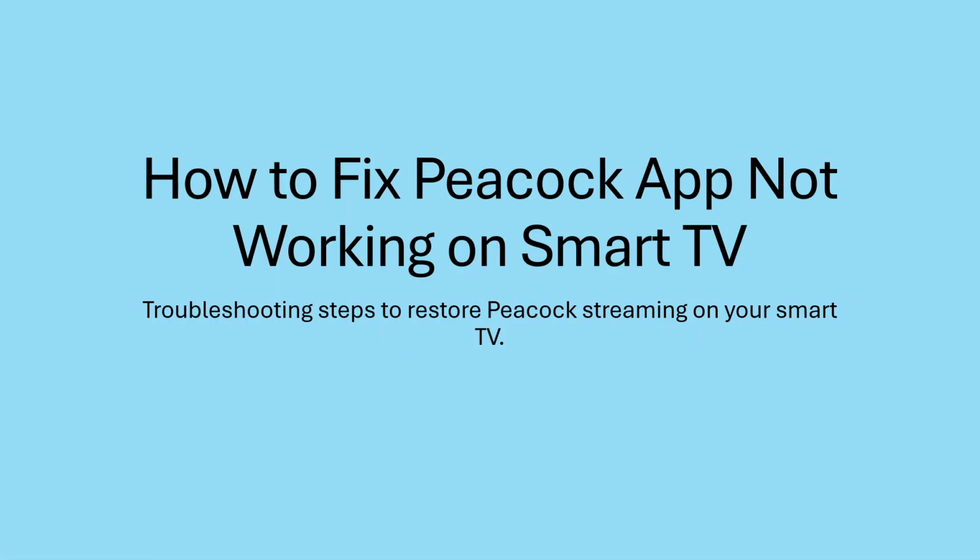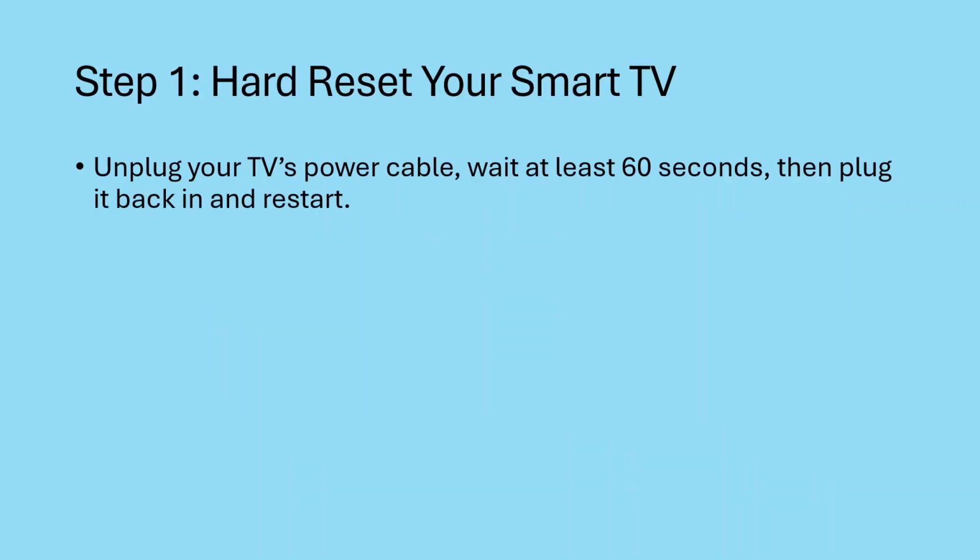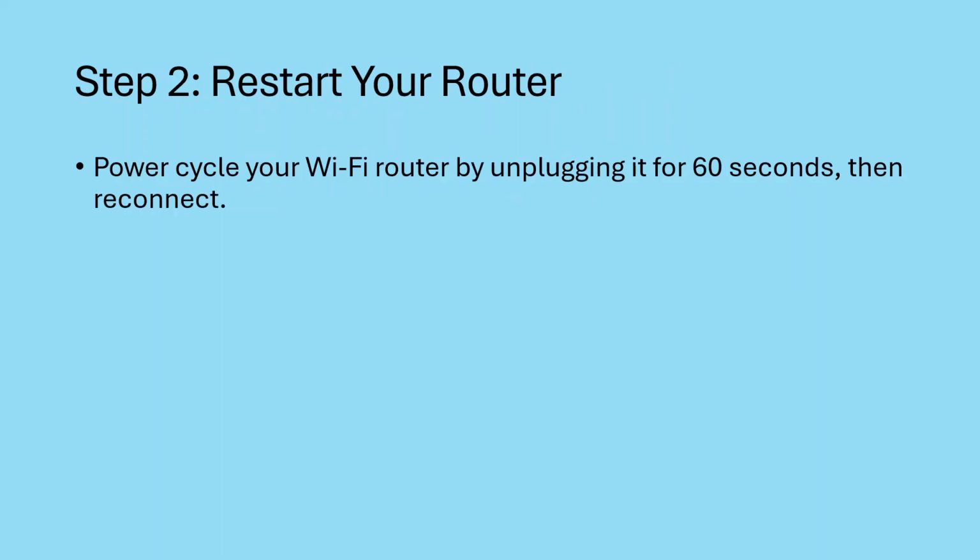In this video, I'll show you how to fix Peacock app not working on Smart TV. Step 1. Hard reset your Smart TV. Unplug your TV's power cable. Wait at least 60 seconds, then plug it back in and restart.